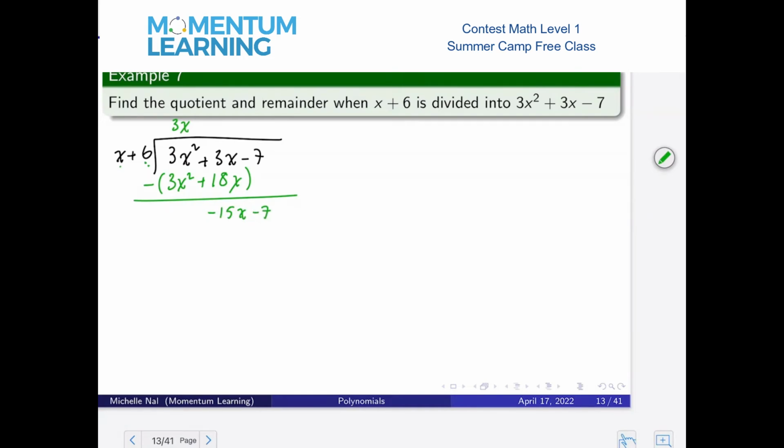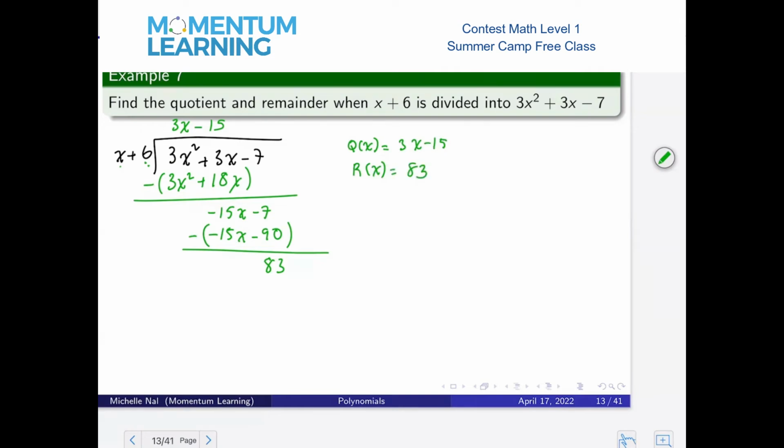Now, x goes into negative 15x, negative 15 times, right? So we have negative 15x minus 90. Okay. And then let's subtract it. Again, it cancels. So we get 90 minus 7 is 83. So that means the quotient is q of x is equal to 3x minus 15. Then r of x is 83.